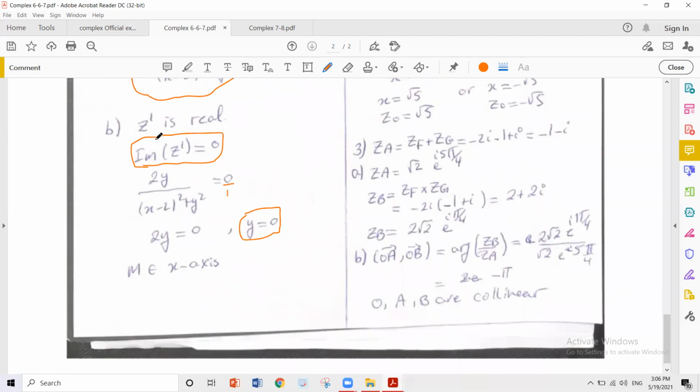So z prime is real. The imaginary part of z prime equal to 0 means y prime equals 0. So 2y over x minus 2 squared plus y squared equals 0. So y equals 0.